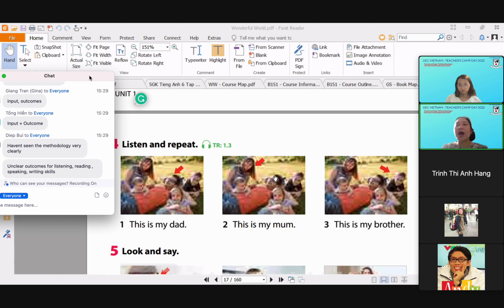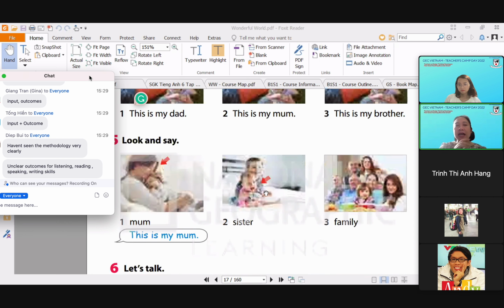Normally, the teachers who are not very interested in designing process just focus on the input. Okay, how can I give the input to students? I just play the audio and have them listen and then ask them to repeat. That's all. And after that, I just ask them to look and say. That's all. Okay, that is okay. It's okay because the book just guides you how to do.